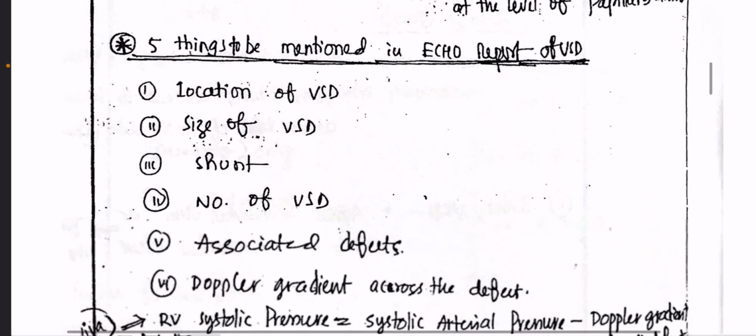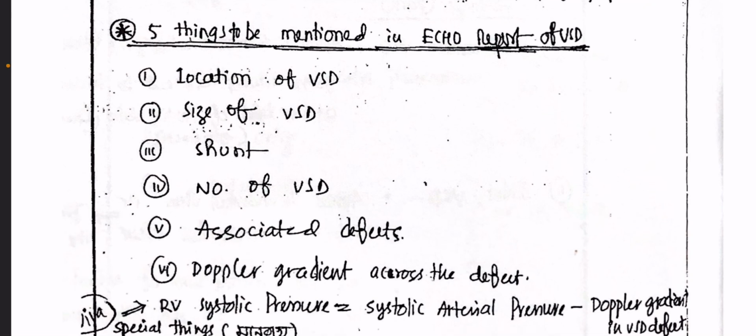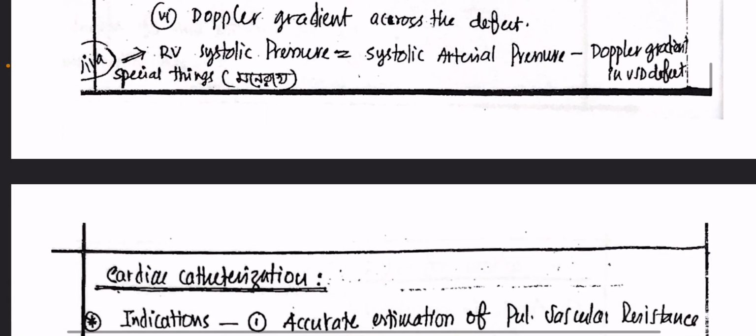Things to be mentioned in the echo report of VSD: location of VSD, size of VSD, shunt of VSD, number of VSDs, associated defects, Doppler gradient across the defect. RV systolic pressure equals systolic arterial pressure minus the Doppler gradient across the VSD. So, what is RV systolic pressure? Here RV systolic pressure is equal to systolic arterial pressure minus the Doppler gradient in the ventricular septal defect.